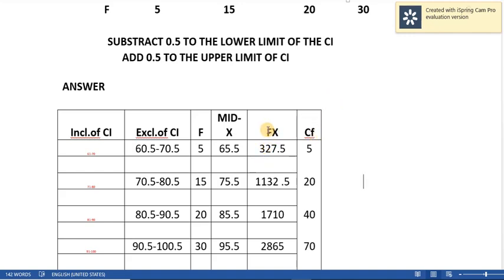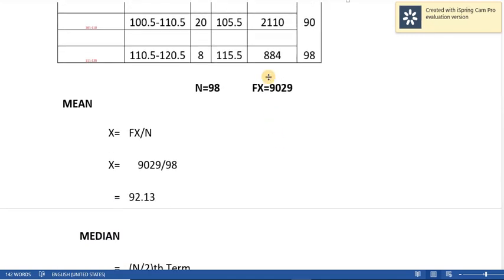Of course we want fx. The f value is given, and we already found the x value. If you multiply f into x, 5 into 65.5, that becomes 327.5. The remaining is as it is. So then we got the fx value, sigma fx is equal to 9029. Then total f is nothing but the n value, which is equal to 98.